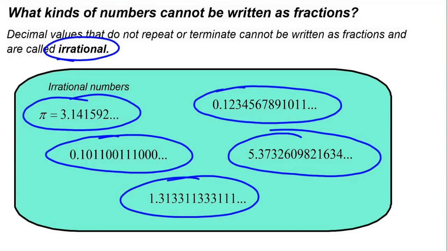And then lastly here, kind of the same thing, 1.313311333111. That pattern would go on forever without terminating. So that is an irrational number.